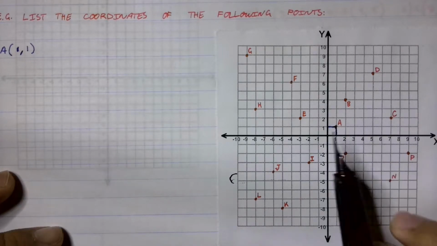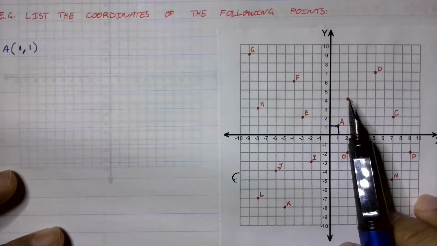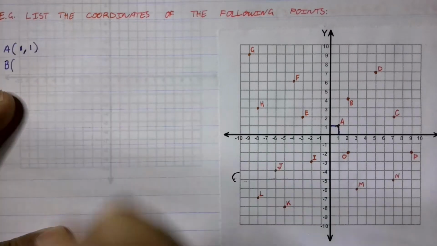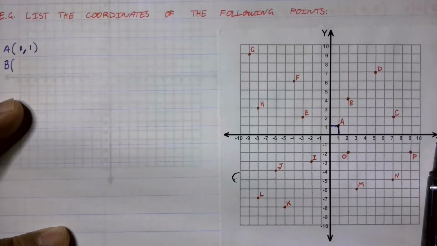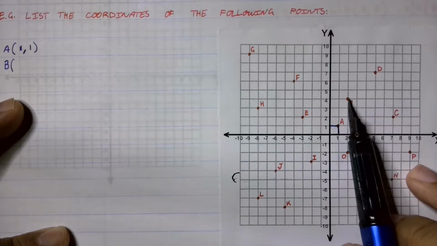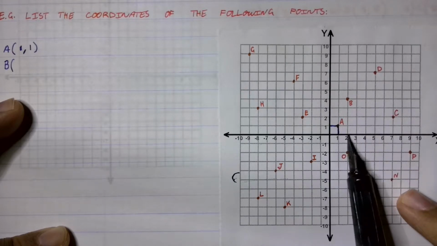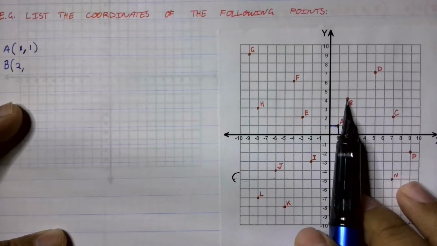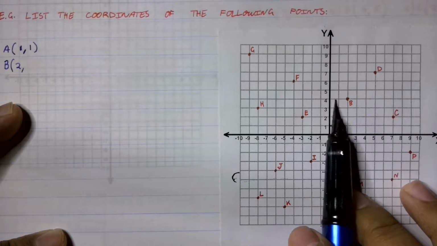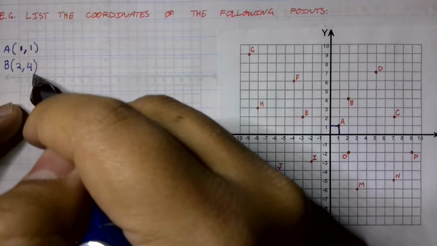Let's take a look at the next point, the letter B. Here it is. Letter B, so let's begin it. So it's going to be B, like so. B, what is the x-axis coordinate of this point? If you just draw a line going downwards first, it has the number 2 here. So it's going to be B, 2. And the y value, you can see that it matches to the 4. So it's going to be 2, 4.